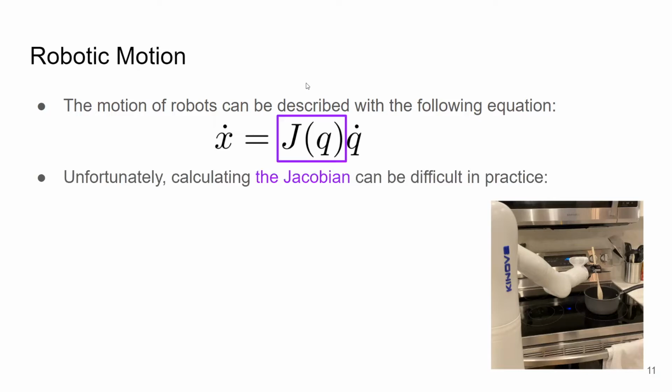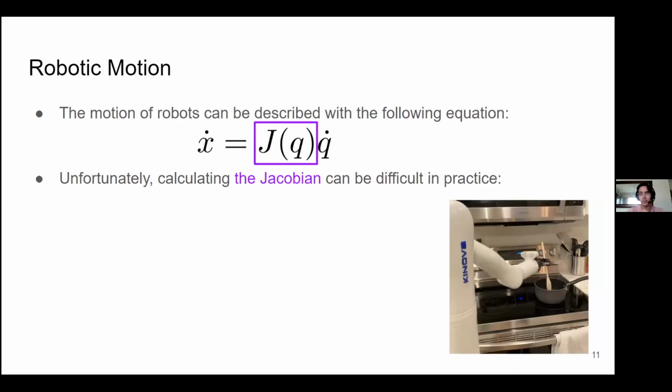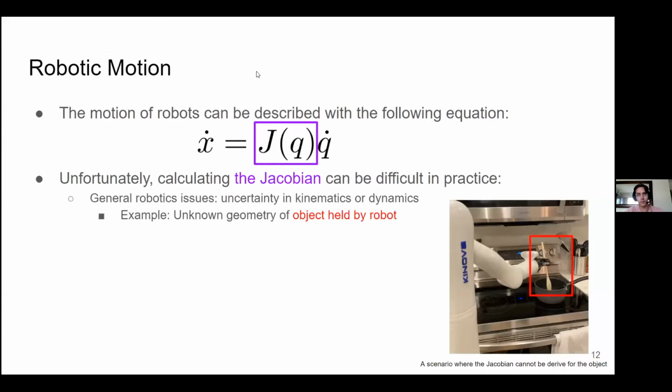Unfortunately, in practice, in robotics problems, calculating the Jacobian can be difficult for a number of different reasons. The first reason can be because there's uncertainty in the modeling of the problem because of the kinematics or the dynamics. An example of what this might look like is where we have here an unknown object that is being held by the robot.